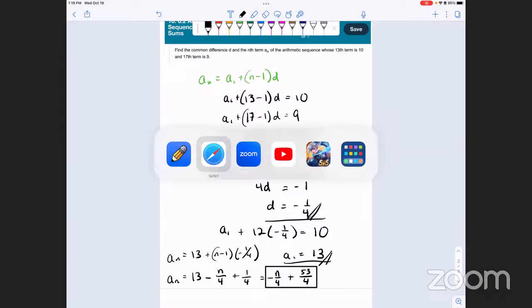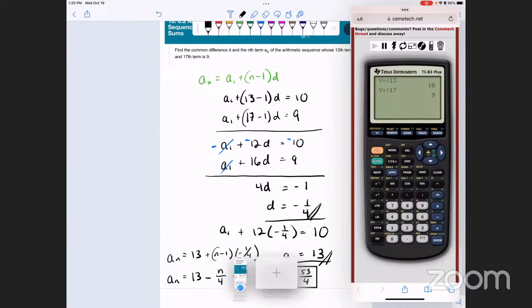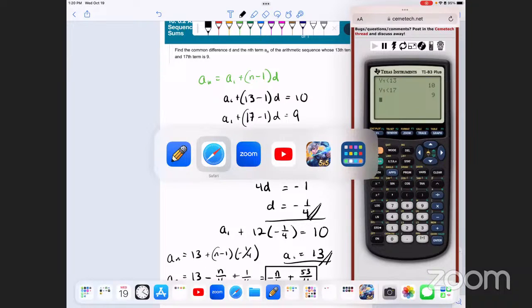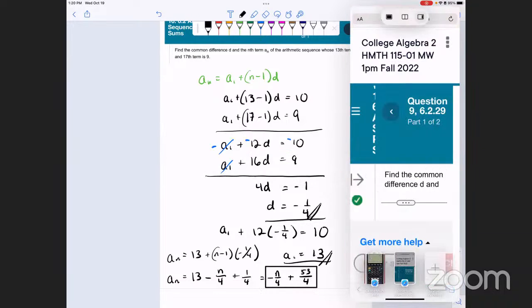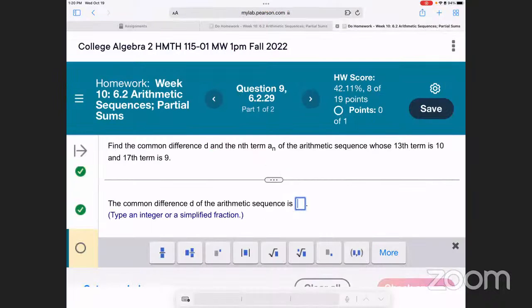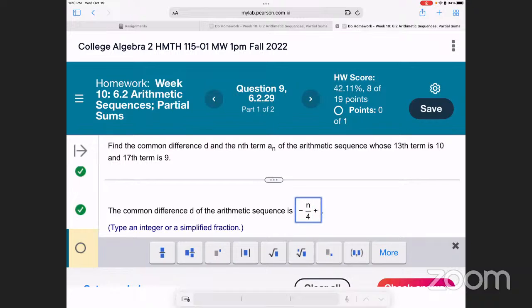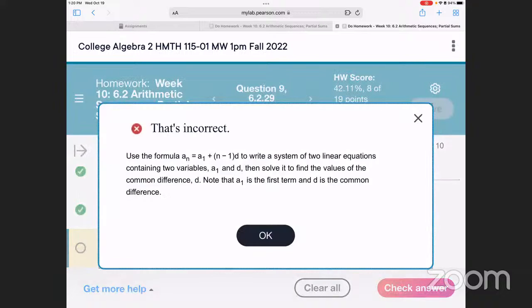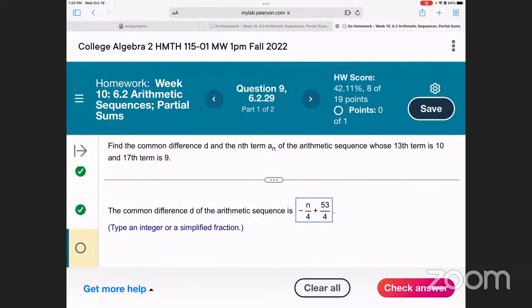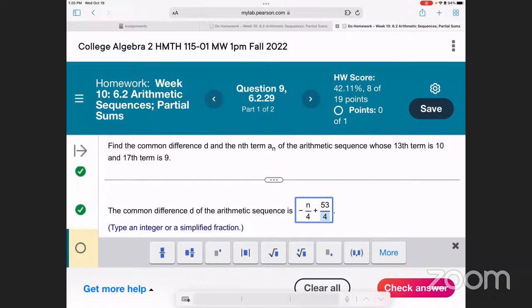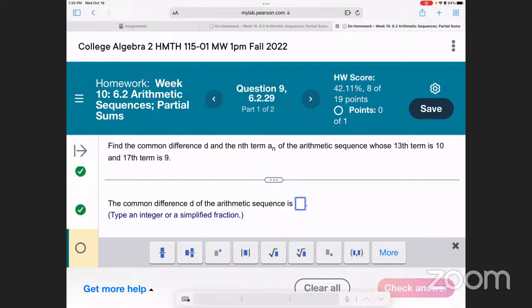Did I lose my page? Oh no, there it is. Okay, I see what's going on. And then we got negative n over 4 plus 53 over 4. Let's see. Oh, common difference. I'm just putting answers, not even reading the instructions. Moving too fast. Common difference we got.